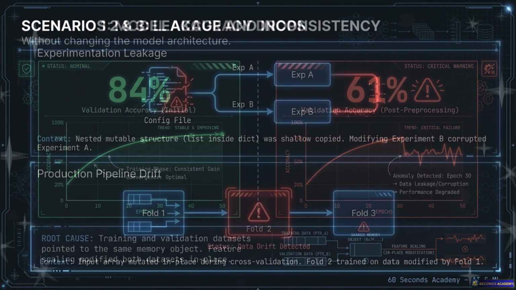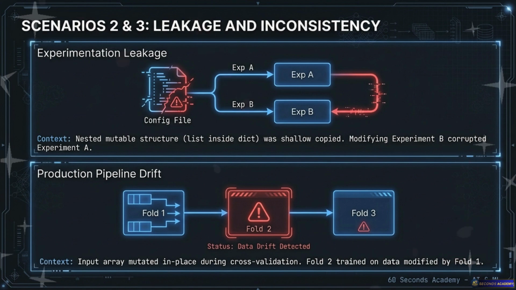Let's talk about nightmare number 2. You were running 2 experiments simultaneously, right? Experiment A and experiment B. Yeah. You want to be efficient, so you write a script to loop through configurations. Makes sense. Save some time. Yeah. So experiment B decides to modify a configuration list, maybe adding a few extra hidden layers to see if it helps. You run the code, but somehow, inexplicably, experiment A's configuration changes too.